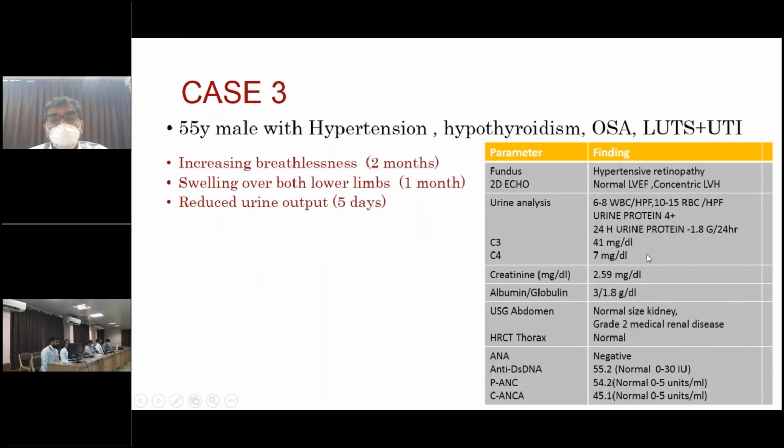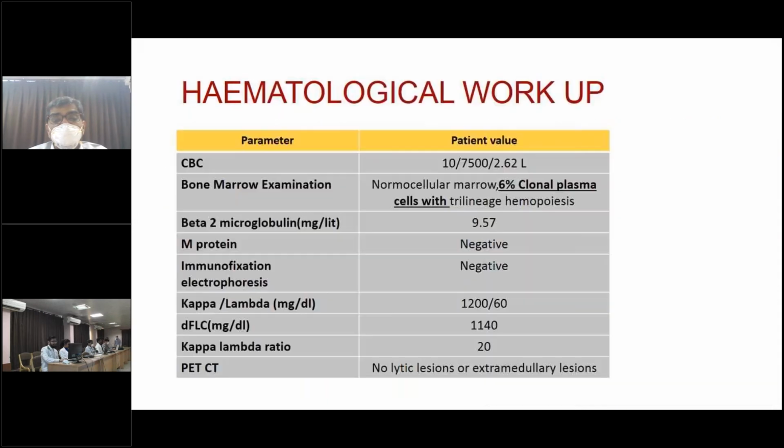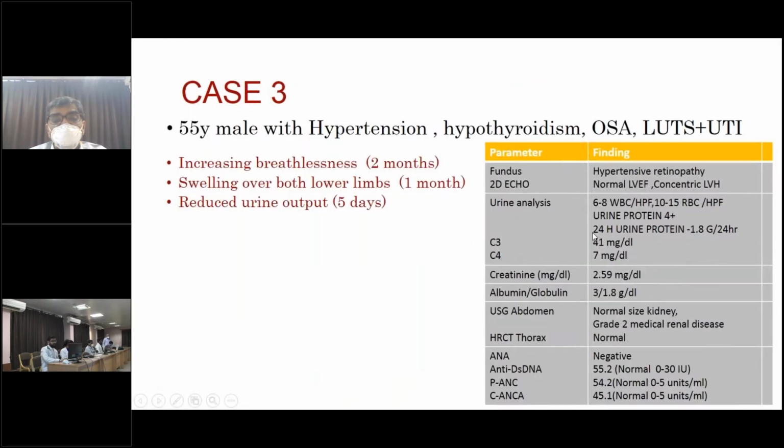The third case for the day is that of a 55-year-old gentleman being evaluated by our nephrology colleagues in view of increasing breathlessness for 2 months, signs of fluid overload, and oliguria for the last 5 days. On being evaluated, they found that on a urine analysis, the patient had a significant proteinuria with a 24-hour urine protein of 1.8 grams. The creatinine was elevated at 2.59 milligram per deciliter.